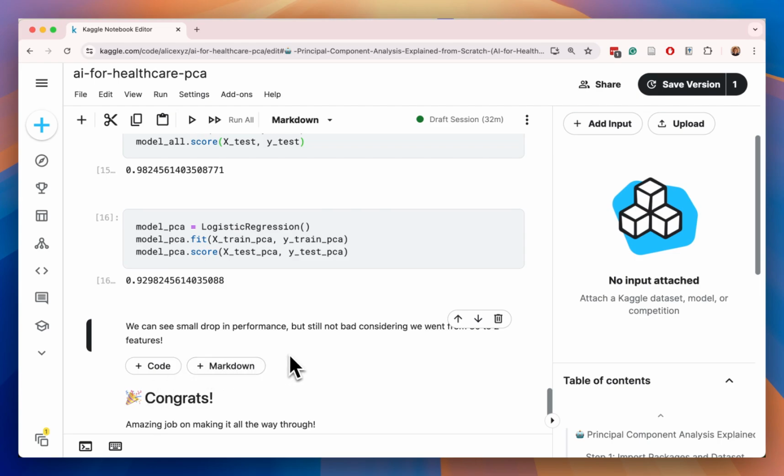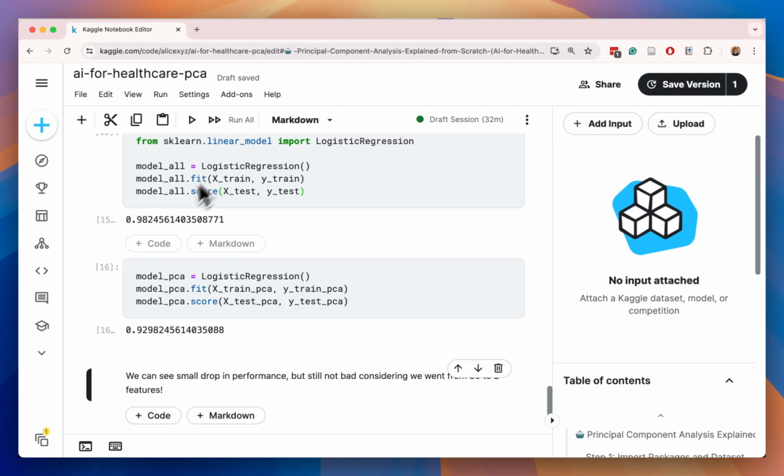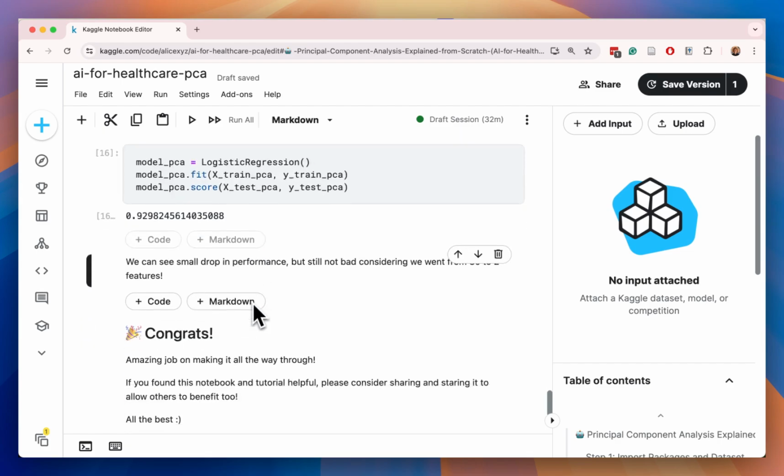So yes, we can see a small drop in performance because we're removing a lot of that information, but we're still retaining enough to get this high performance. So we're still retaining most of the information that was found in all of these 30 features.